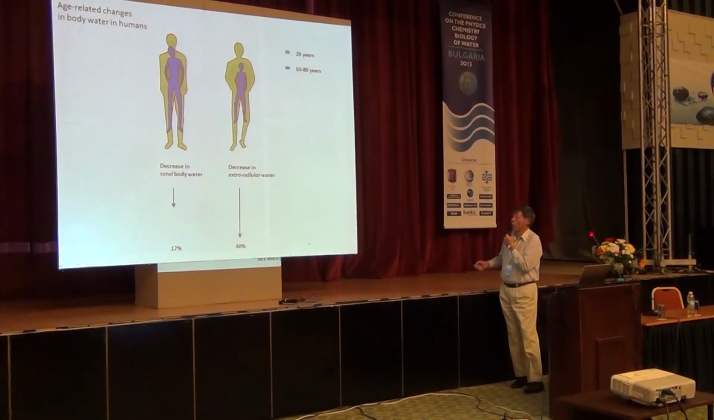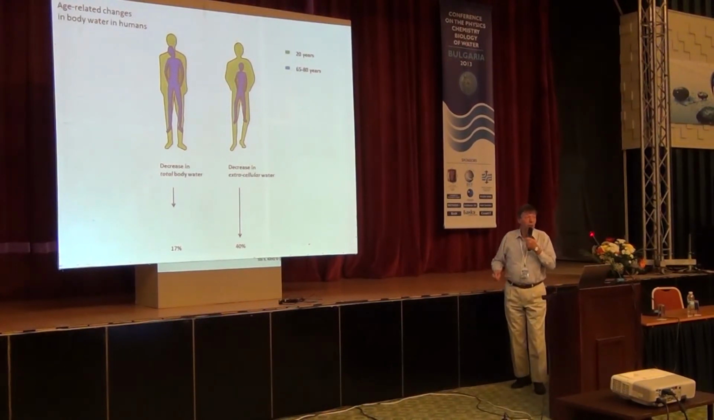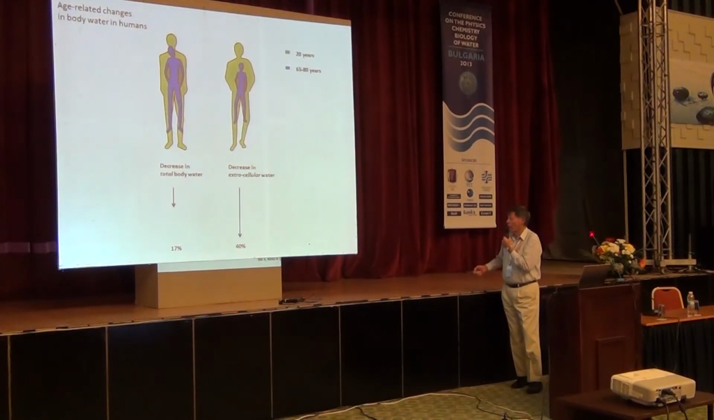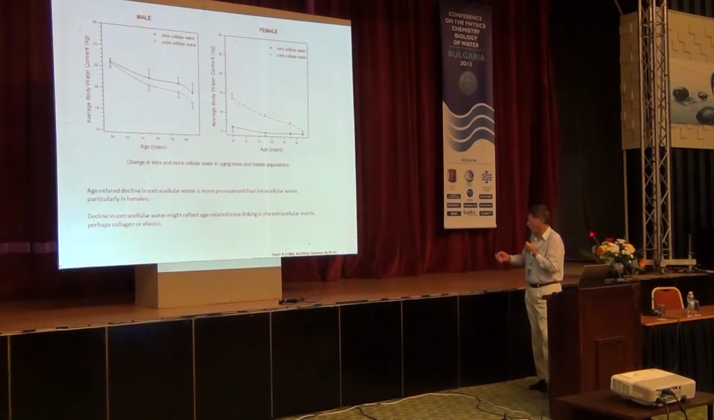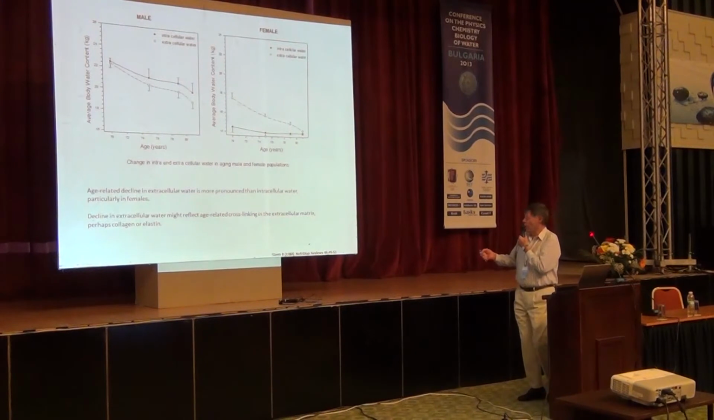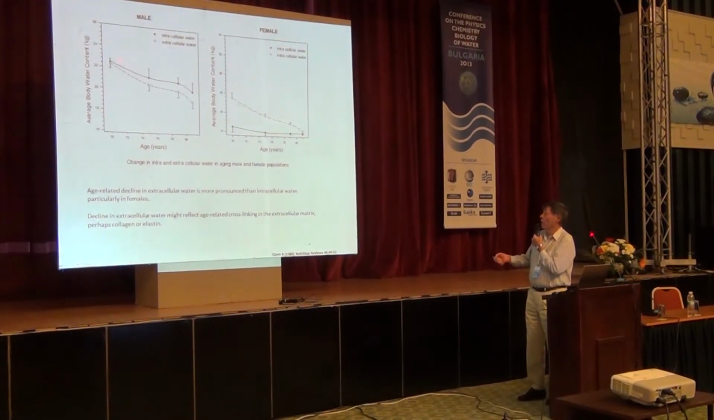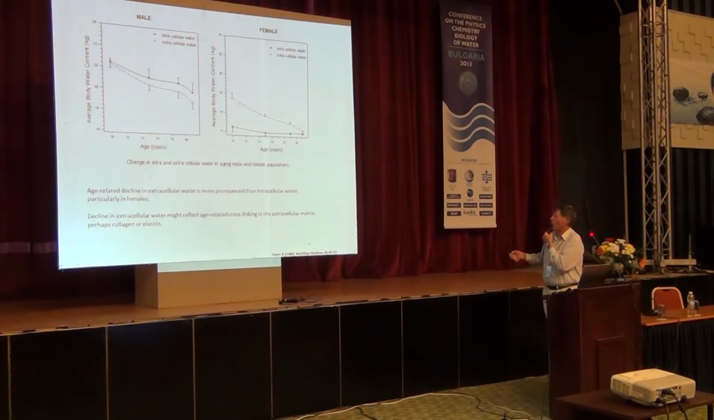But what is perhaps more important and interesting is that decline in extracellular water represents 40% of the decline in total body water. So, I am showing you another rendition, work that was done by Sten in Sweden: decline in total body water here, decline in extracellular water here, this is shown in male. In females, the phenomenon is even more pronounced. There is some decline in total body water, but mostly it is decline in extracellular water. I don't ask you to explain it.